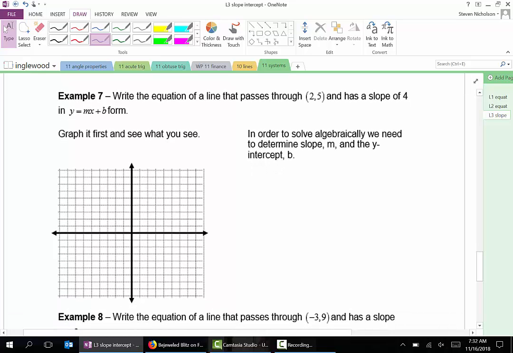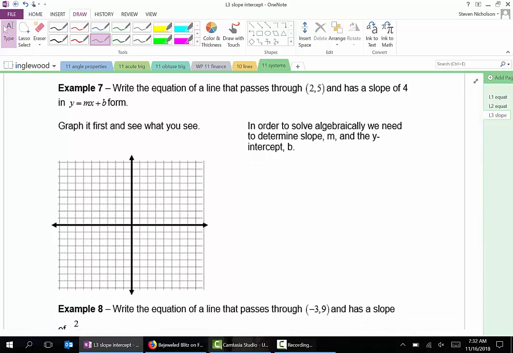Sometimes in writing an equation in y equals mx plus b, you're not given the y-intercept right off the bat, and what you have to do is find it. Now, if you're lucky, pictorially you can find it if it's a nice point. If it's not a nice point, we have to rely on algebra. So here's an example where I tell you a point, I tell you the slope, so you have half the information, you already have the slope. But what we want is the y-intercept.